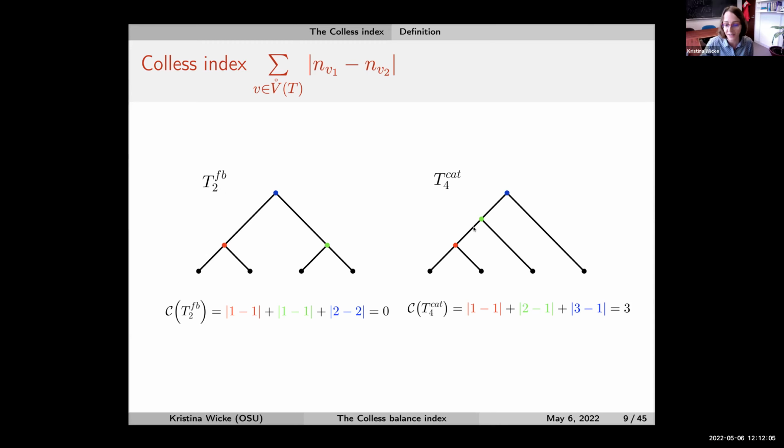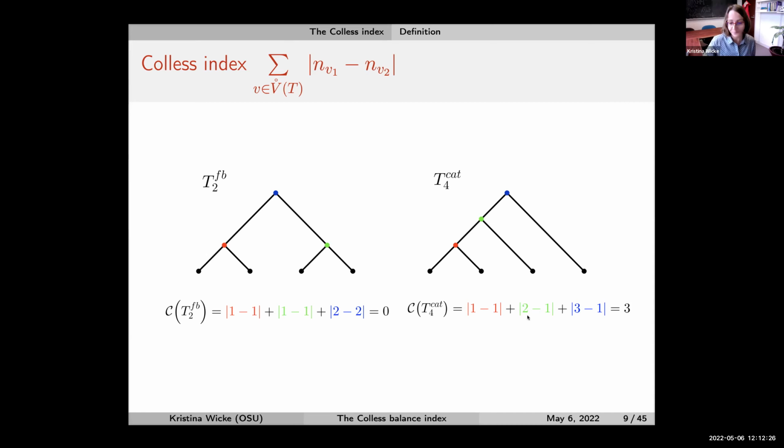Whereas if we look at the caterpillar tree, again, we need to sum over all interior vertices. For this red one, we get 1 minus 1. For the green one, 2 minus 1. And for the blue one, 3 minus 1, and so 3 in total. Okay, does that make sense so far? Does the definition of the Colless index make sense?